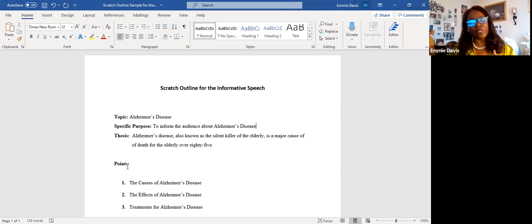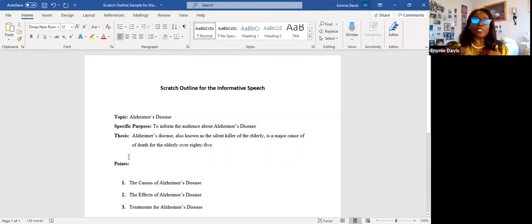So again, what will be the length of the speech when you speak it? Between 3 to 5 minutes if you're in the non-honors class, between 5 to 8 minutes if you're in the honors class. So that tells you then that you have to have enough information to satisfy the length of the speech. That's what you think about when you come up with your points.